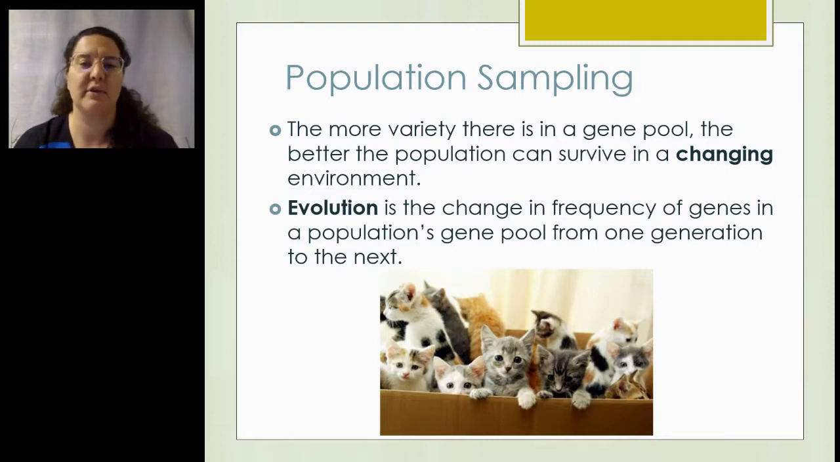And that change in the environment could make it drier or wetter. It could change the food sources. And the more variety there is in the gene pool, the more ability a species has to survive that change. This change due to environmental pressure is known as evolution. It is the change of frequency in genes from one generation to the next, again, due to environmental pressure.